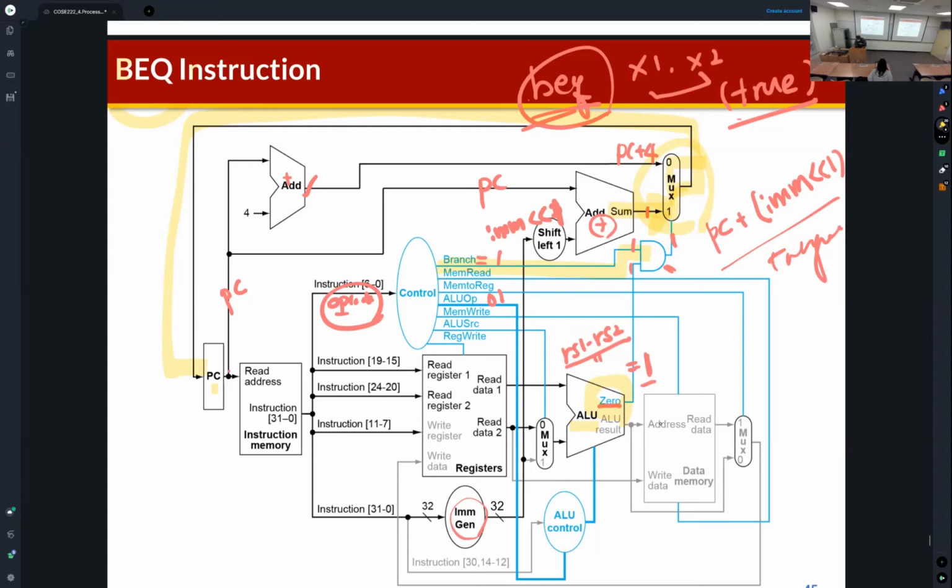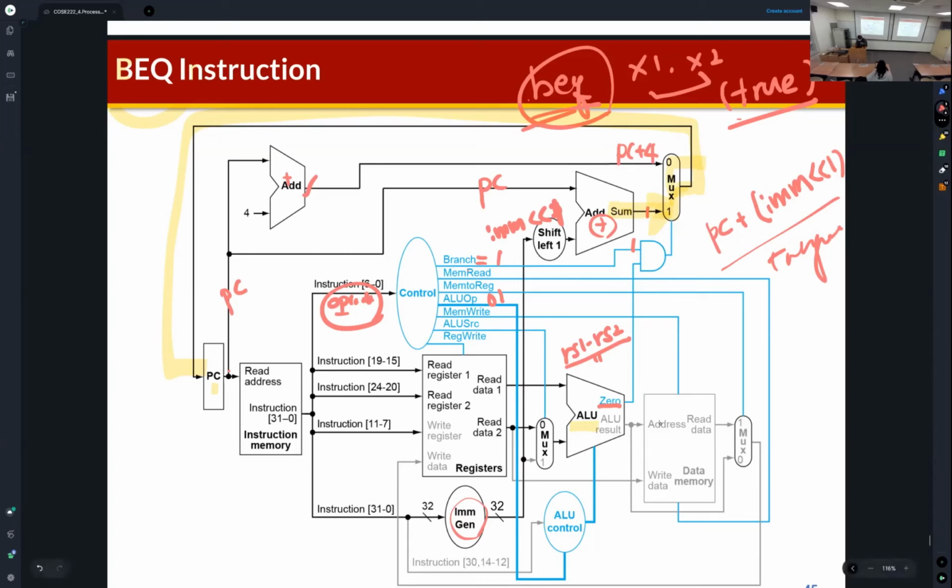And then if the branch condition is false, which means that if the subtraction is performed, then the result is not 0, which means Zero becomes 0. So in this case, one input of the AND gate becomes 0, so the output becomes 0. Which means the next PC becomes PC plus 4, right? That's how the branch instruction is working in the single cycle processor.